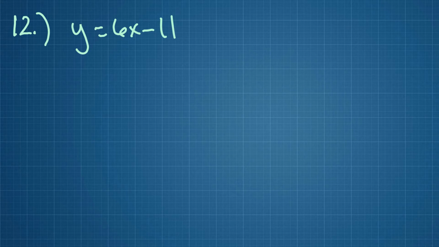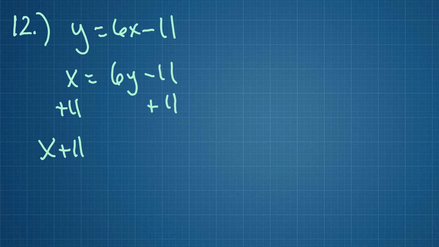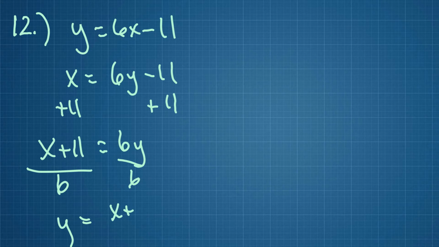All right, so number 12, they made a mistake. So I'm just going to do number 12 just like I'm not even looking at the original problem. So I still switch x and y. I do PEMDAS backwards, so I add 11 to both sides. Divide by 6. I end up with y equals x plus 11 all over 6.